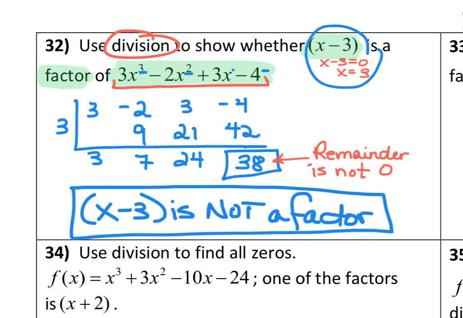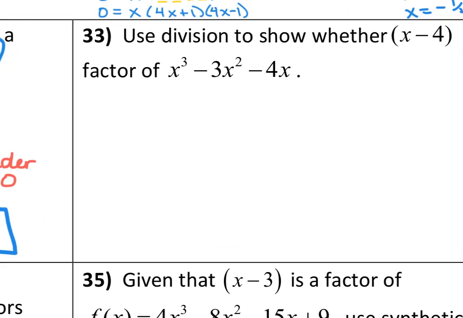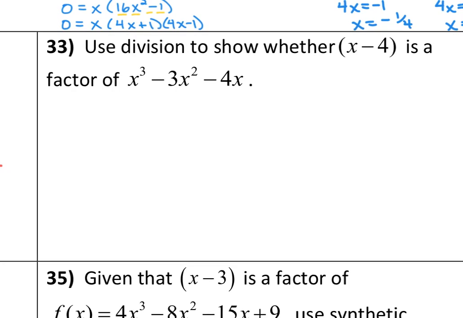And just take a look real quick at the directions here. The directions say, show whether this is a factor of that. That's really a yes or no question. Is it a factor? Is it not a factor? We've decided it's not a factor, but remember that it says use division to do so, and so you need to use division and show your division in order to prove that that's not a factor. So let's do that same process again with number 33. And again, we want to see if this is a factor of this.